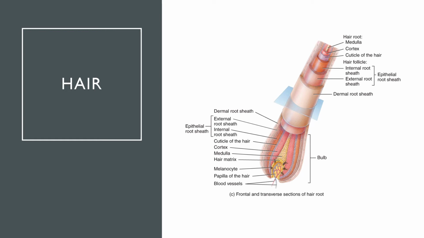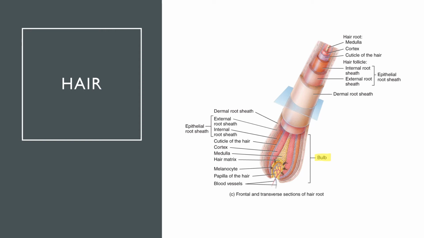Here we can see inside that section of the root and the bulb. Here is the entire bulb, and here we have the shaft up top. Now the root and the shaft both consist of 3 concentric layers.